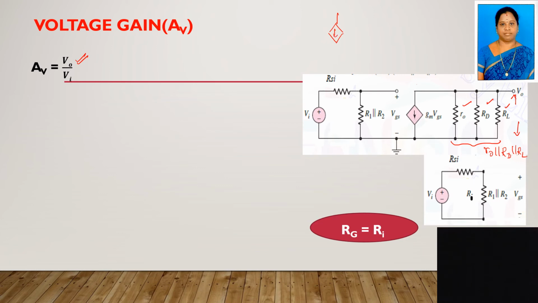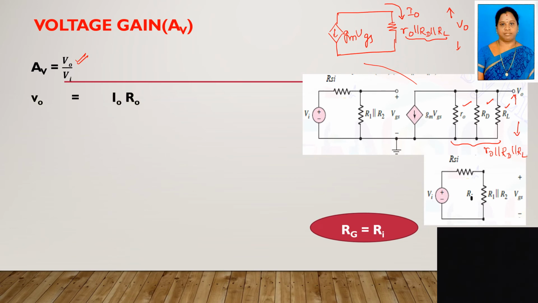Here, this output side I am drawing here. Here I am having the gm into VGS, right? Here I am having only one resistance, which is R0 parallel to RD parallel to RL. Okay, so the current flowing through these three equivalent resistances is I0. What is the voltage across the resistances? It's nothing but the V0. Okay, so now you tell me what is the voltage across this whole resistance. This current into this resistance is nothing but V0, right? So V0 equals what? I0 into R0.